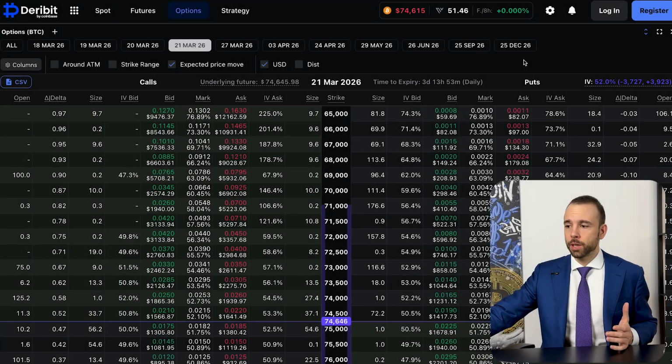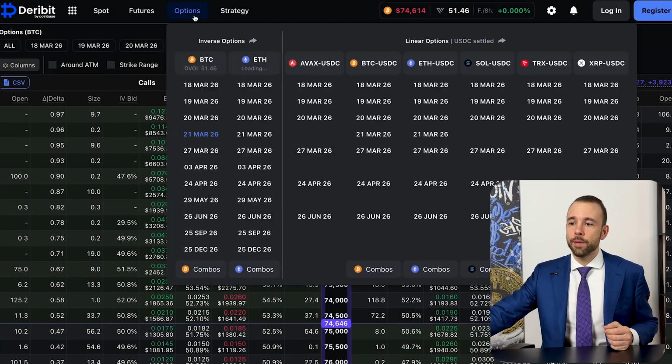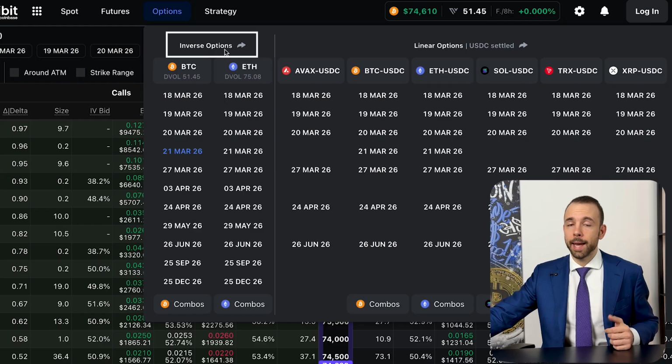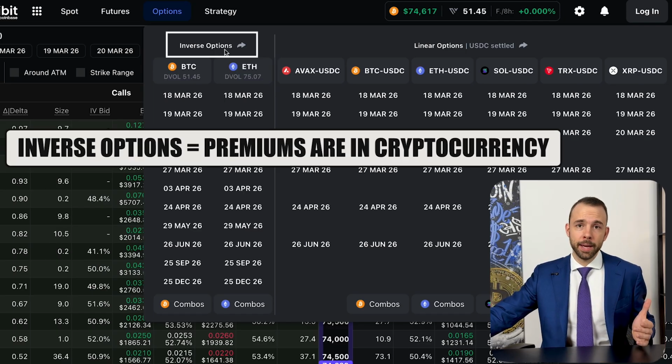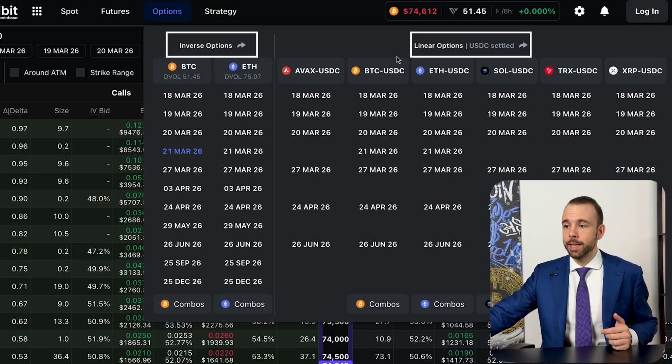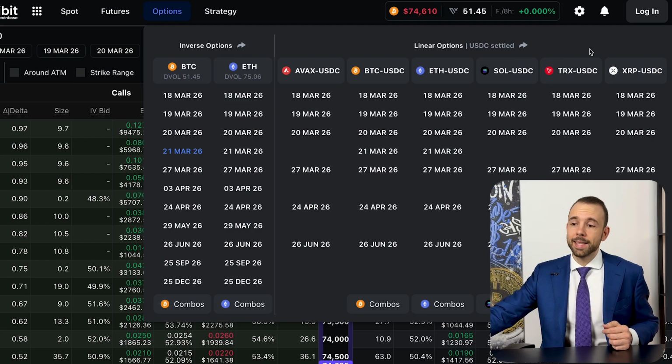So first things first, to open the option chain, you have to select the cryptocurrency that you would like to trade. On Deribit, you have Bitcoin and Ethereum options, which are inverse options. In this case, premiums are paid and received in the cryptocurrency. And you also have USDC options for AVAX, Bitcoin, Ethereum, Solana, Tron and XRP. And let's select the expiration date to open the option chain.